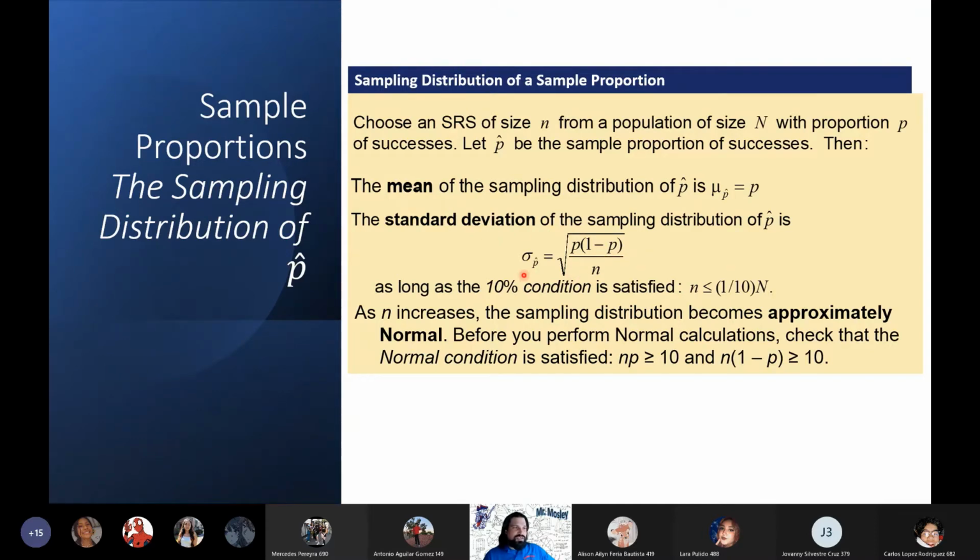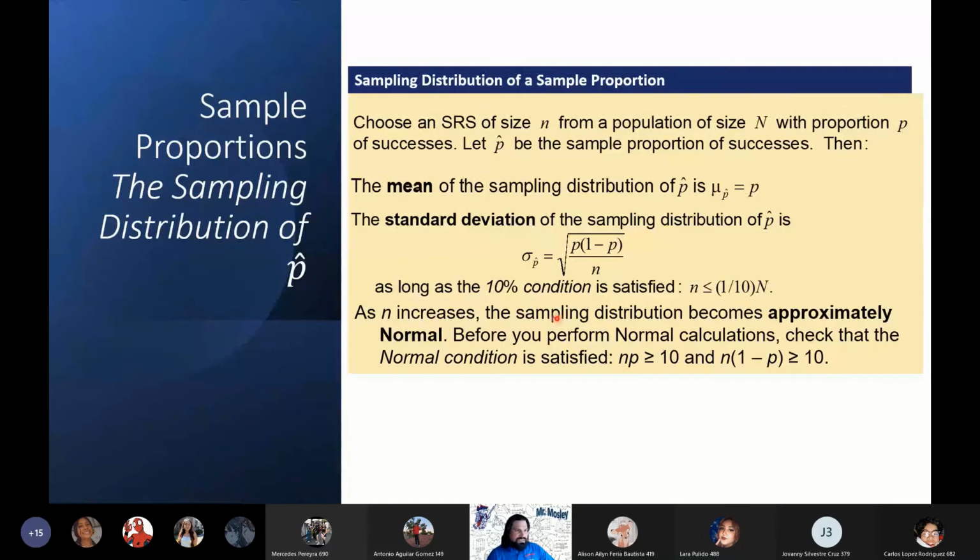The standard deviation can only be calculated as long as the 10% condition is satisfied. You need to make sure that the sample size is less than or equal to 10% of your population size. You can either do the calculation if you know exactly the population size, or you can generally say it's obvious that our sample size is less than 10% of the population you're referring to.